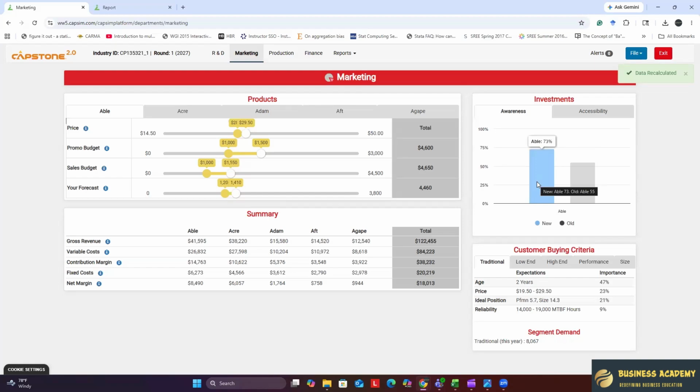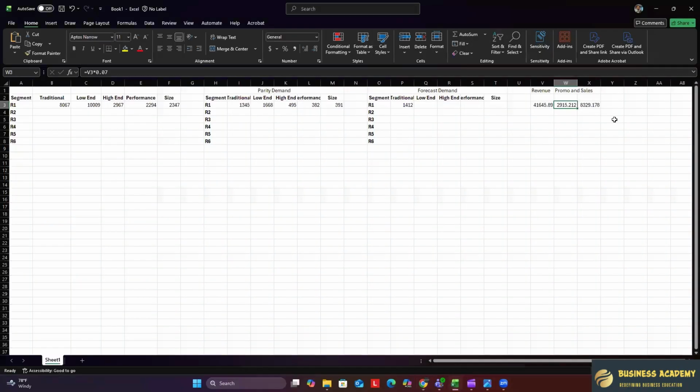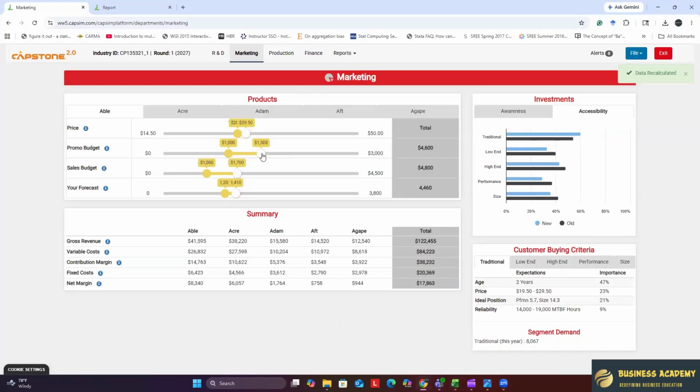I've raised it to 73%. Now let's look at accessibility for traditional. My old was 54. This time it is 58. As you see, you have to allocate more for your sales budget compared to your promo budget. So let's assume that I increase this to 1,700, because it's still between the higher limit and the lower limit that I've established for myself. Right now I'm spending 1,700 and 1,500. That's 3,200 on this.